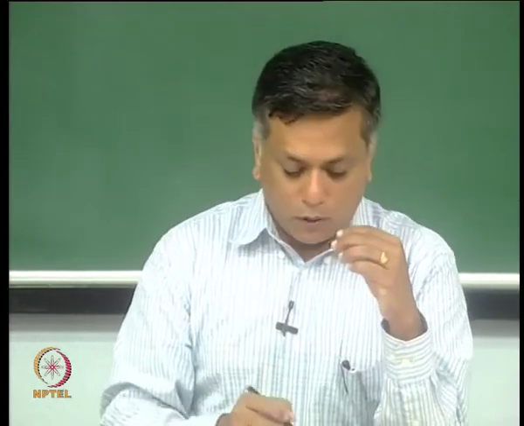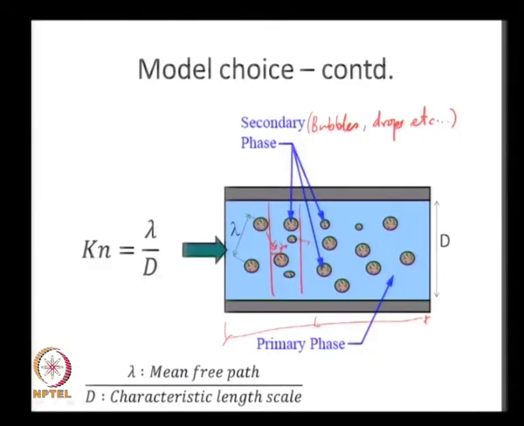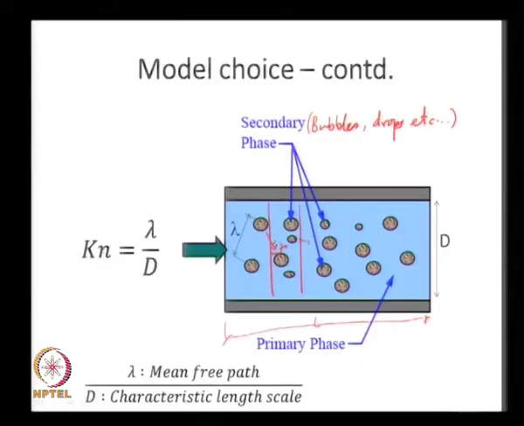So, if this ratio of the mean free path to the characteristic length scale is very, very small, okay, that means something. If it is very large, it means something else. Okay. This ratio is referred to as the Knudsen number. If the Knudsen number is very small, that means the mean free path is very small in comparison to the physical size of the domain.